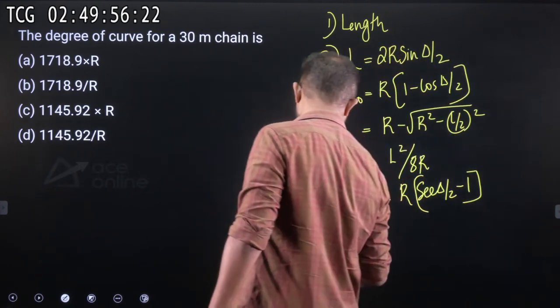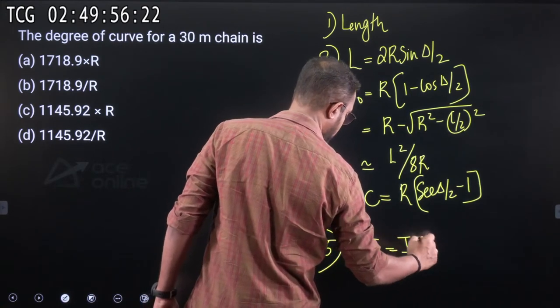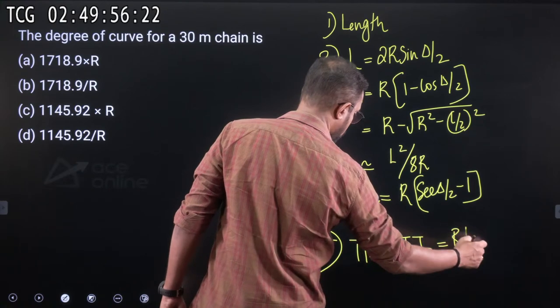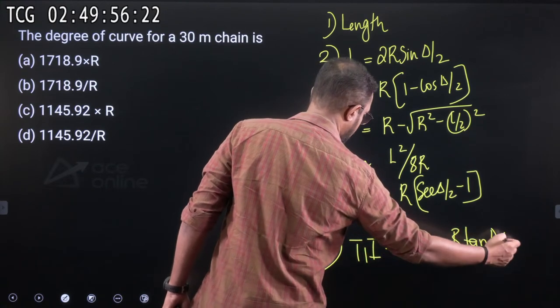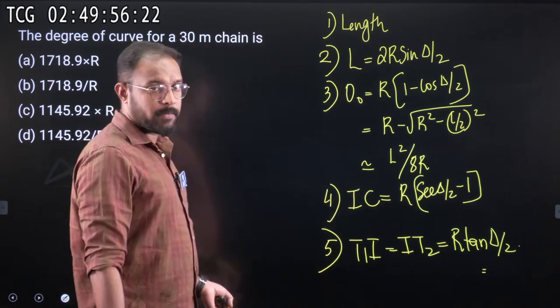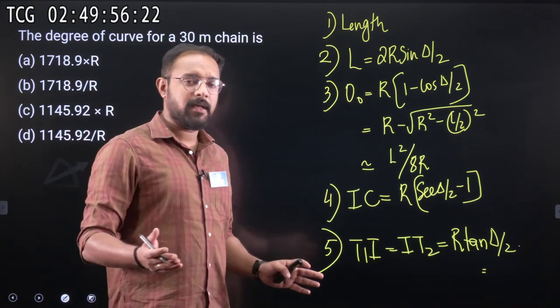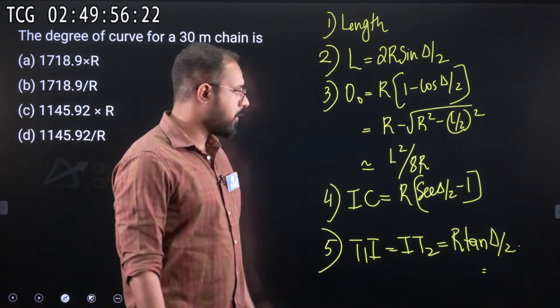And then the last element is tangent length. T1I is equal to IT2 is equal to, right, as we just solved, R tan delta by 2. So these elements are very important. Go through the elements. Okay. Just to mark up the formula. We have seen the figures, everything, but from your exam point of view, you should remember this.